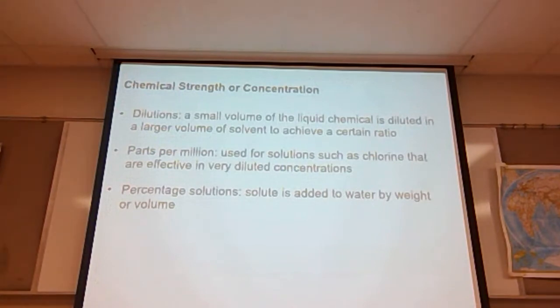Dilutions are a small volume of the liquid chemical placed into a larger volume of some solvent to achieve a certain ratio. That ratio is generally going to be given to you in parts per million. Sometimes the relationship will be given to you in percentages. Parts per million are going to be used for things that are effective in very dilute concentrations. Percentages are going to be things where the product has been added by weight or volume, and generally those are going to be much higher concentrations.